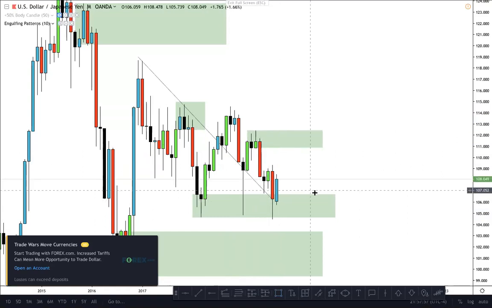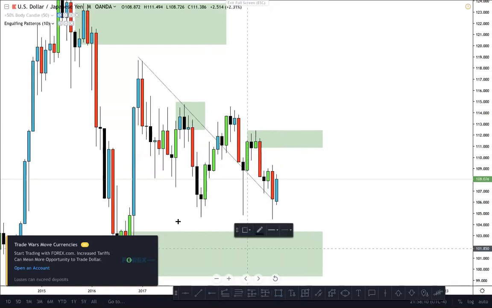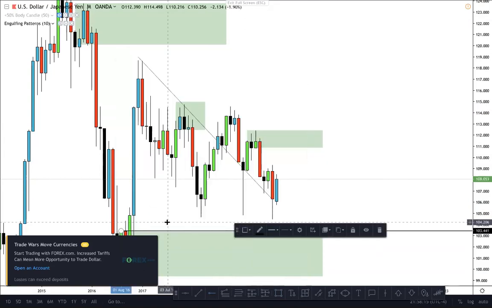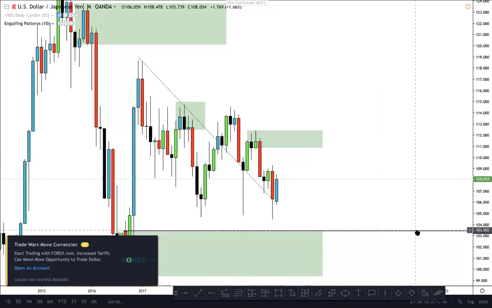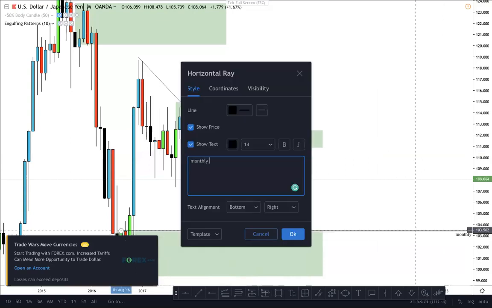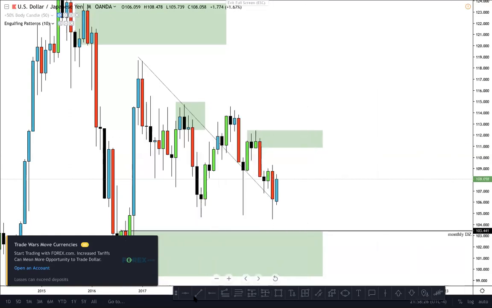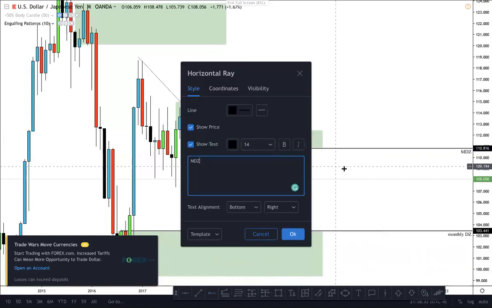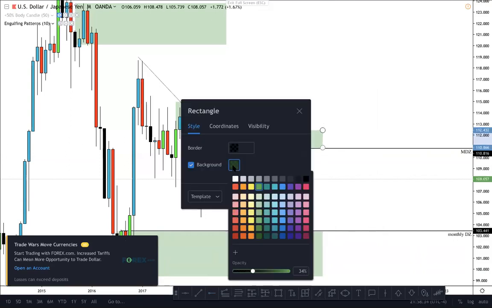So we know that this level is gone, and now we have this level and this level, right? So now we know where the monthly supply and demand is located. So we just draw monthly right here. Monthly demand zone, right? Monthly demand zone. And usually I would have them color coded, right? So I would put the monthly in a dark blue, right?